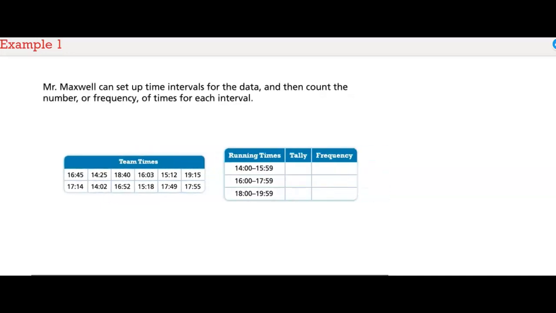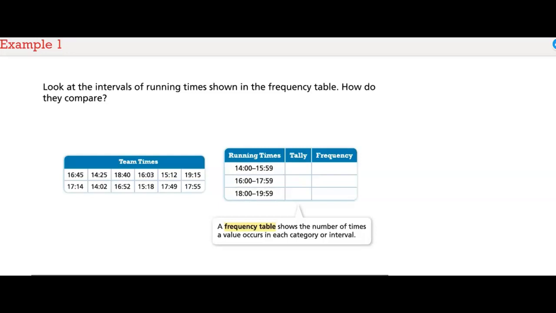Mr. Maxwell can set up time intervals for the data and then count the number, or frequency, of times for each interval. A frequency table shows the number of times a value occurs in each category or interval. Look at the intervals of running times shown in the frequency table. How do they compare? Each interval is the same amount of time, 2 minutes. Organize the data in the frequency table.